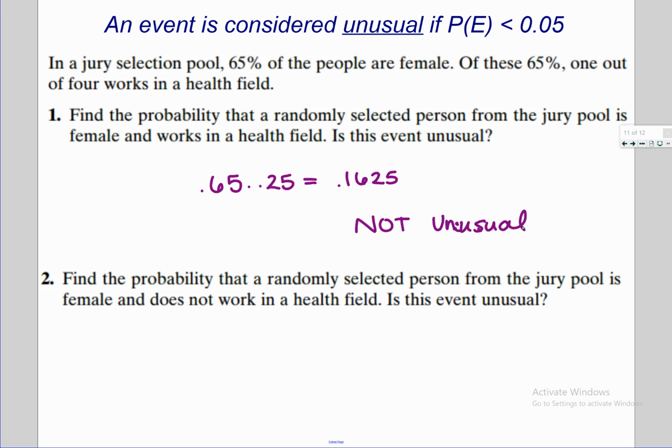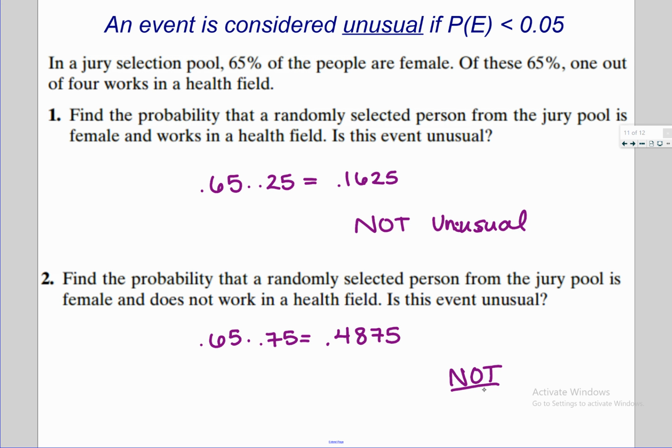Second one, find the probability that a randomly selected person from the jury pool is female and does not work in the health field. So what's my first number going to be? 0.65 again, but they do not work in the health field. So if 25% do, how many don't? 0.75 or 3/4. So just using the complement there. And I get 0.4875. Unusual or not unusual? Not unusual. Okay. That's it for 3-2.